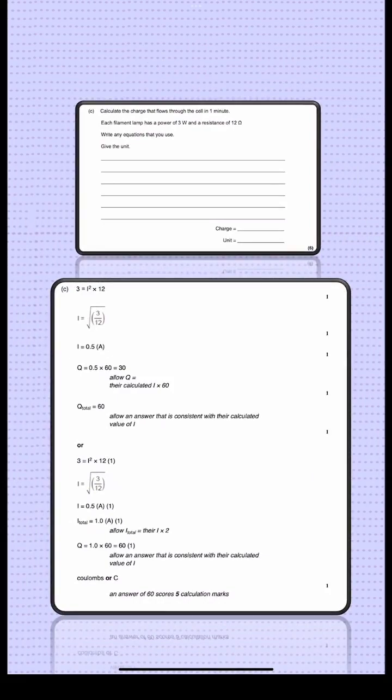So, yep, we did this. P equals I squared. We got our 0.5. Then we did 0.5 times 60. We got our 30. That gives you 3 marks up to that point. Then to get the Q total, so that's when you times it by 2, you get 60. And then the final mark you see over here is for saying coulombs, for putting the C in. So that's 6 marks. Hope that makes sense.